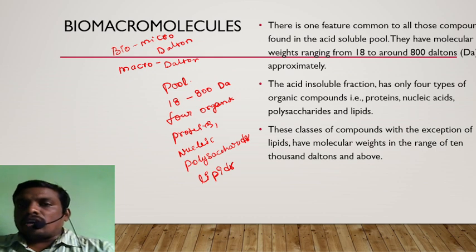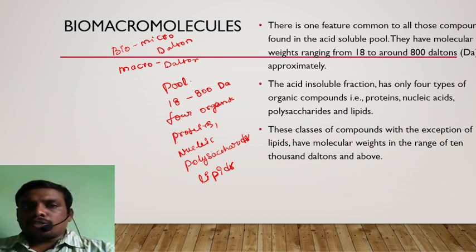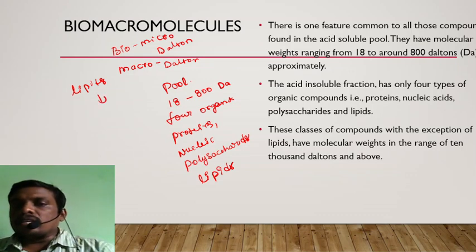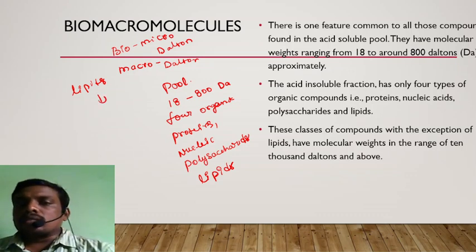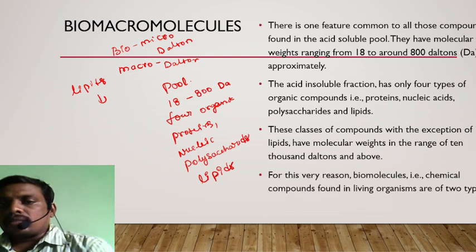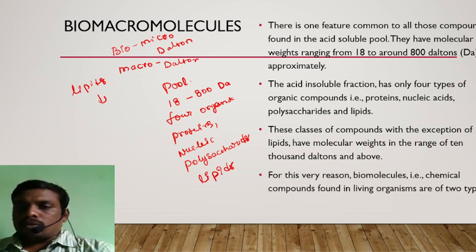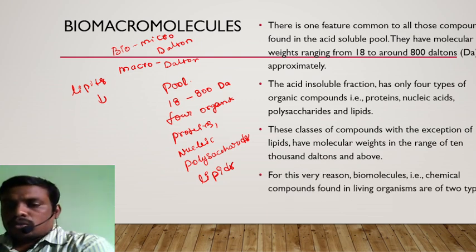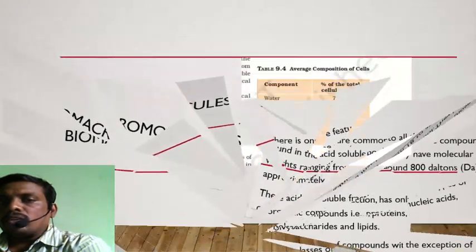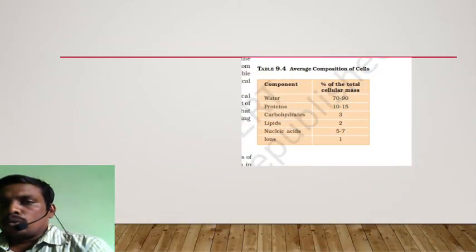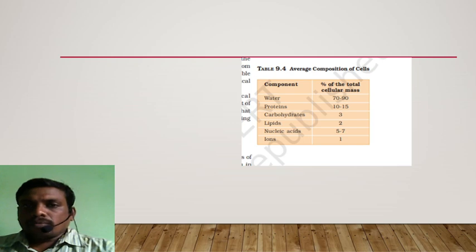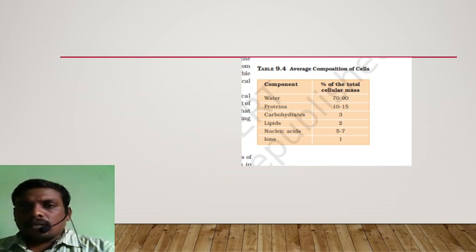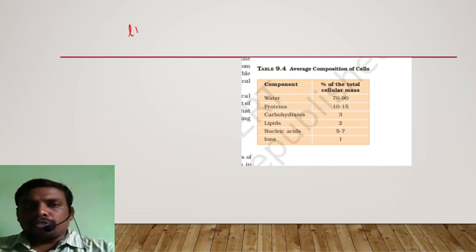These classes of compounds, with the exception of lipids, have molecular weight in the range of 10,000 daltons and above, hence they are biomacromolecules. So chemical compounds which are found in living organisms are classified into 2 types. Let us take a living organism like human.